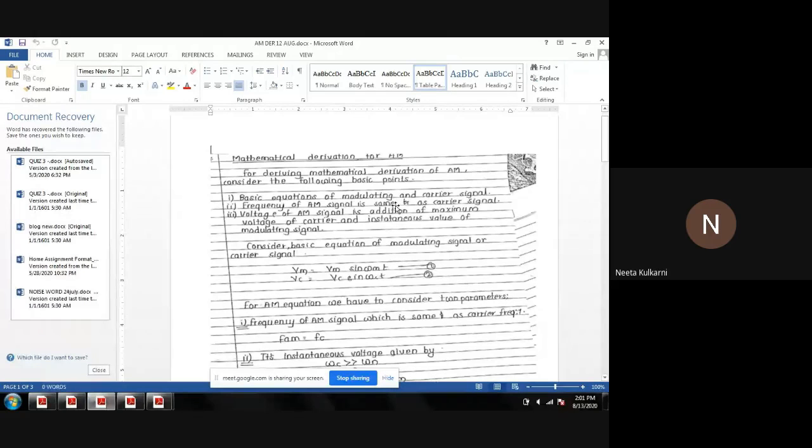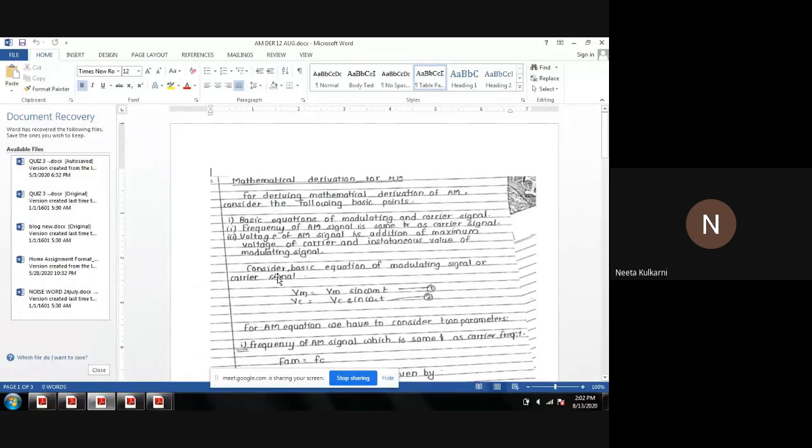First we have to see what is the basic mathematical equation for any sine wave. So can anyone tell what is the equation for any sine wave signal?